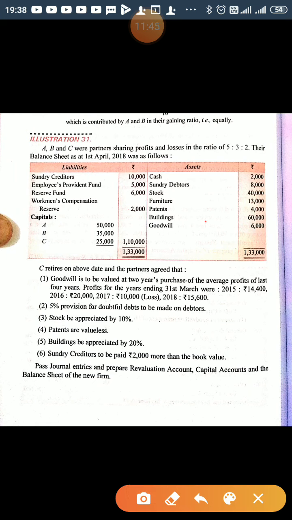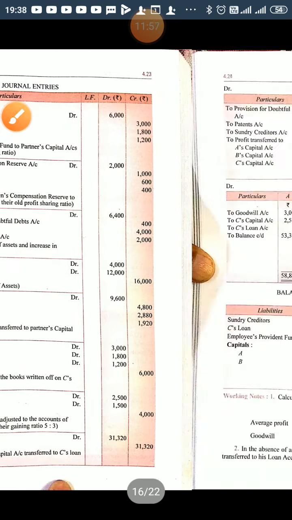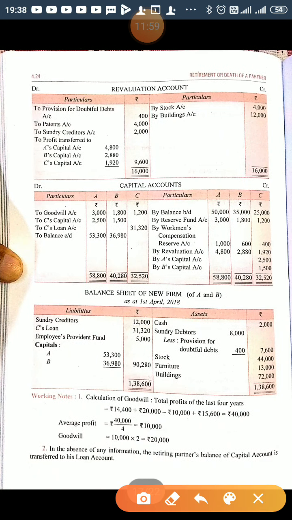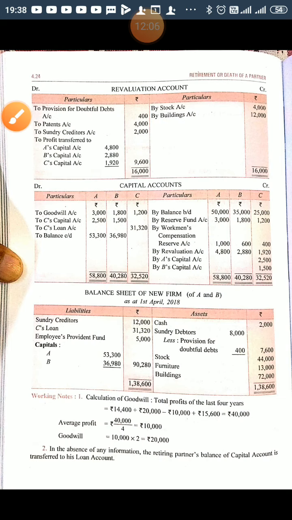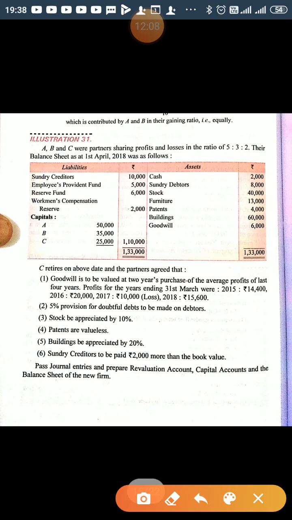Now the next item given in the balance sheet is furniture. There is no adjustment related to furniture, so this furniture balance should be carried forward as it is in the balance sheet. So in the balance sheet furniture is as it is, they have mentioned 13,000. Now the next item in the balance sheet is building.